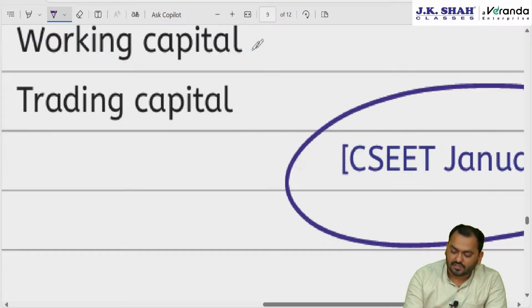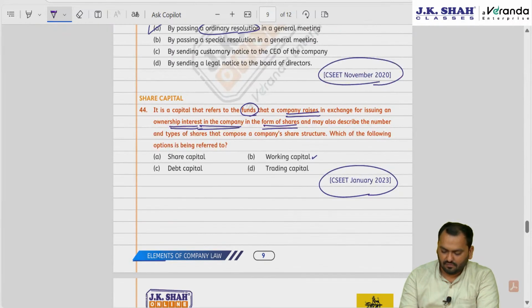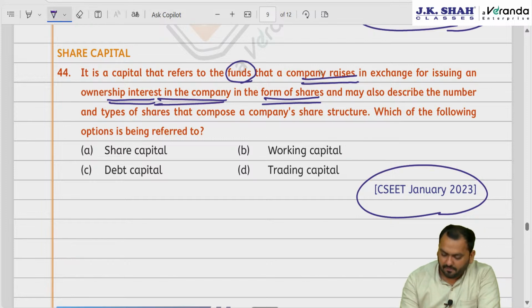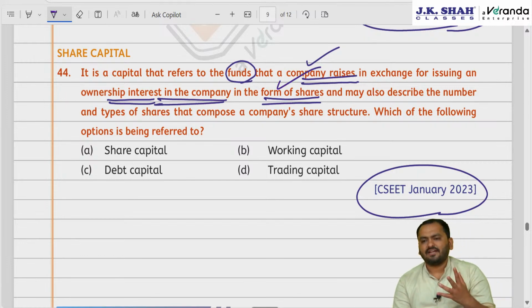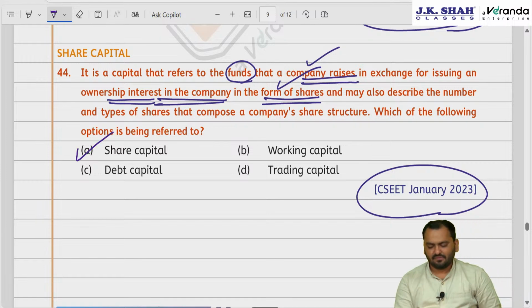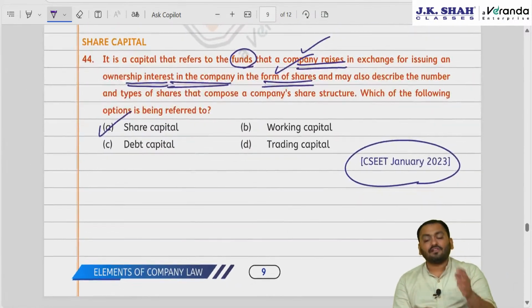You understood what they are talking about. They are talking about the funds which company raises by issuing ownership, that is in the form of shares. Basically they are talking about that capital which company raises by issue of shares. So the very simple answer is share capital. Share capital is the capital which company raises by the issue of shares. Easy. This was an exam question. You can see the CSET January 23 exam paper.